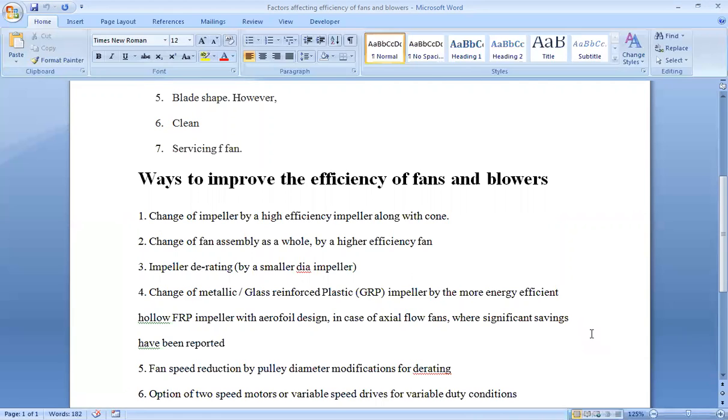And the next point is to replace the metallic blade by some glass reinforced plastic blade. So what happens? What are the various advantages of glass reinforced plastic over the metallic blade?